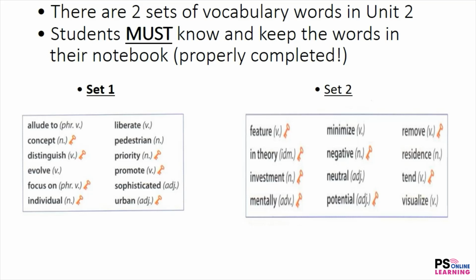Tend meaning like, what are you going to do? Like thinking about it. I tend to do this. I'm going to think about doing that. Tend. And then visualize means think about it, see it in your head. Like imagine it. Imagination. Pretend. That's visualize. Visual is to see. But visualize is imagine it in your head.